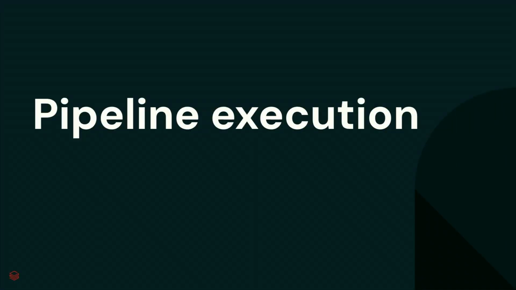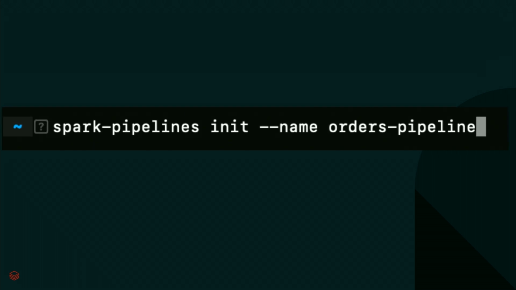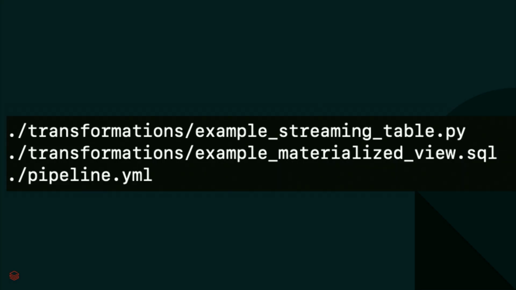OK, so we've written the code that defines our pipeline, and now we want to actually run it. The other main component of declarative pipelines is the pipeline runner. It takes pipeline code, analyzes it, and then executes it. The first thing that we'll typically do here is to create a directory to put our definitions and configuration in. So declarative pipelines exposes a command line interface called Spark Pipelines that we can use to set this up. The command line interface supports this init command, and we run it.